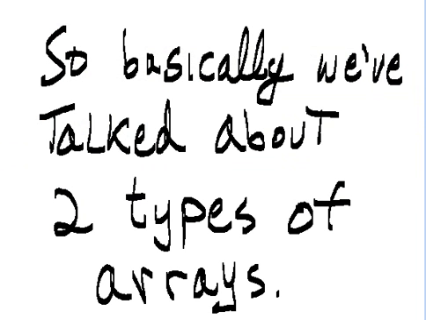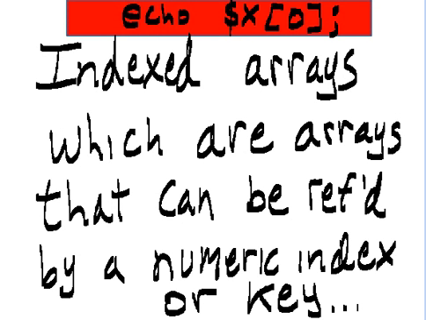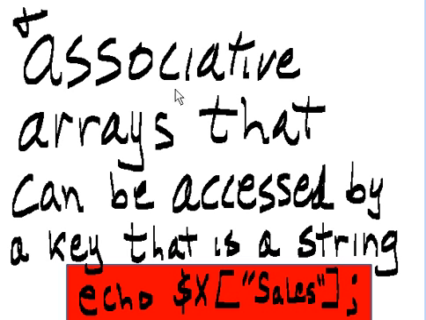So basically, we've talked about two types of arrays. Indexed arrays, which are arrays that can be referenced by a numeric index or key, like so, up here. Indexed arrays. And associative arrays that can be accessed by a key that is a string, like here. Sales.